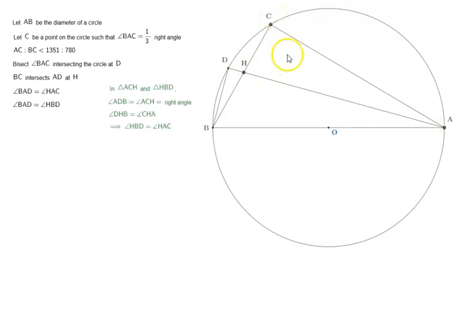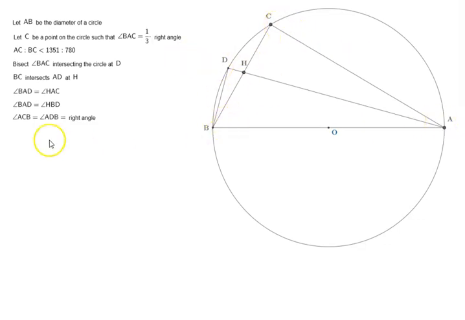But HAC is equal to BAD. So that is how we arrive at this result: angle BAD is equal to HBD. Okay, now that we have got this clear, let's remove this. Now, angle ACB is equal to ADB is equal to a right angle. That means all these three triangles are similar to each other.